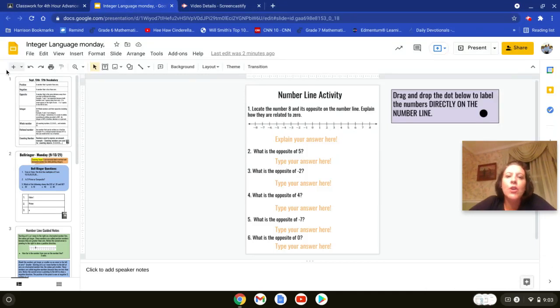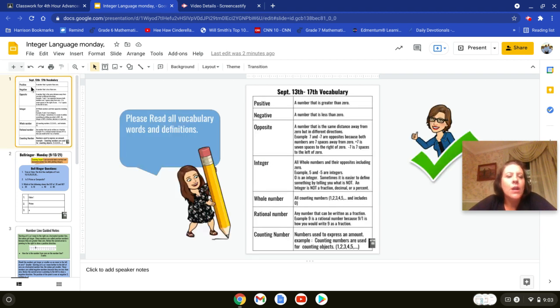Now that you've gone over your bell ringers, it's so important to go back to slide 1. Today, your job is to read all your vocabulary words: positive, negative, opposite. The next word is integer, not integer like garage, it's integer like giraffe. And an integer is all the whole numbers and their opposites, including 0.